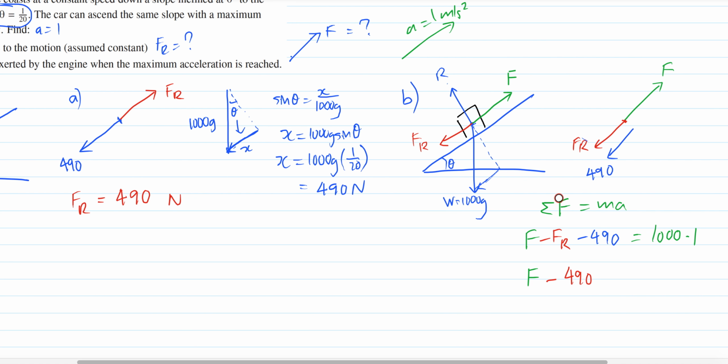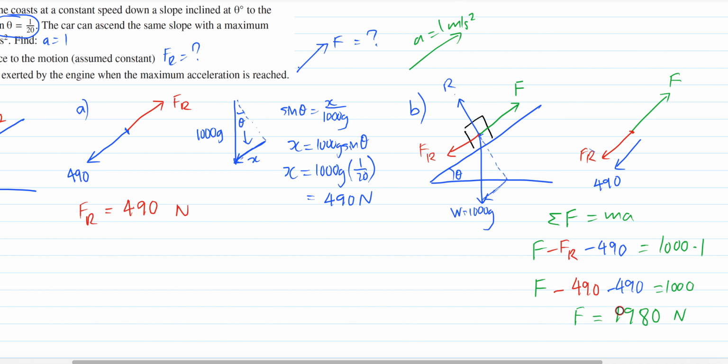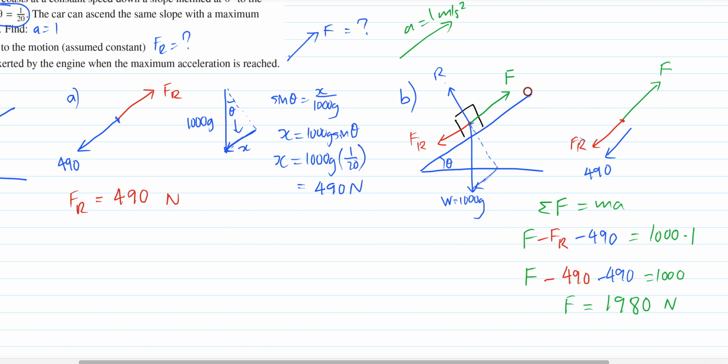And then you minus another 490, your gravity, equals 1000 times 1, so that's just 1000, and then you solve for your force. So force equals 1000 plus 490 plus another 490, and your final answer, guys, is 1980 Newton. That is how much driving force the car needs to exert so that you are accelerating up the slope at 1 meter per second squared.